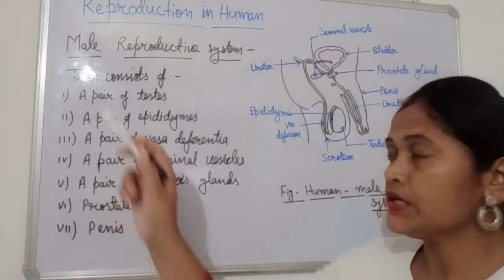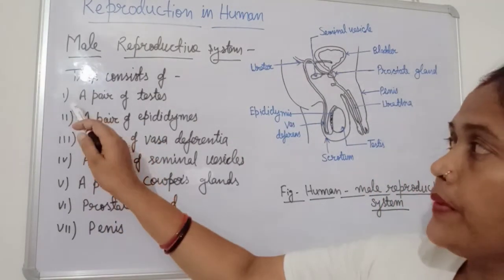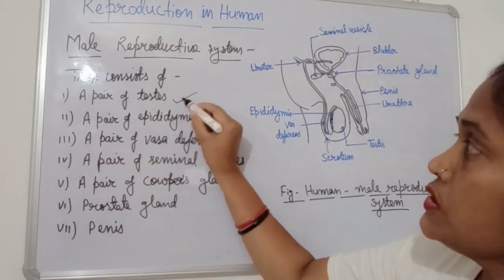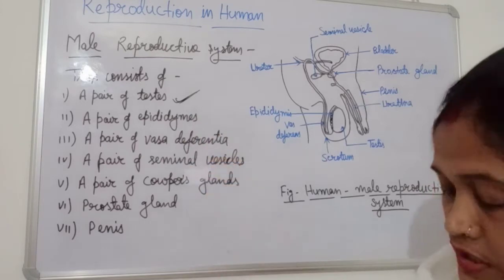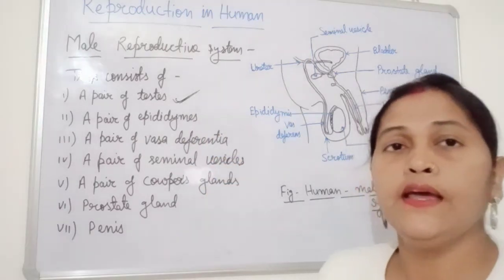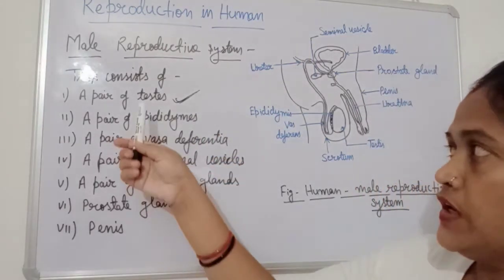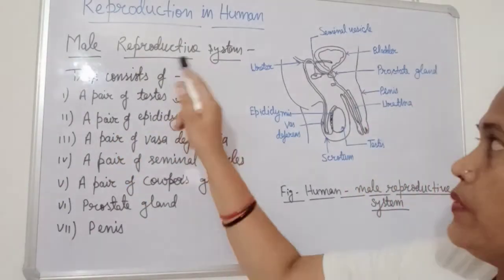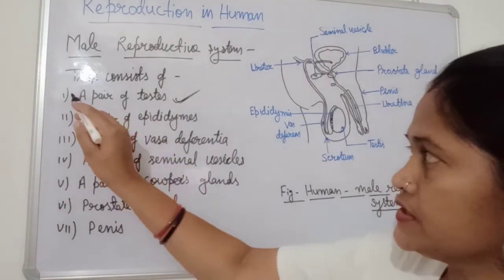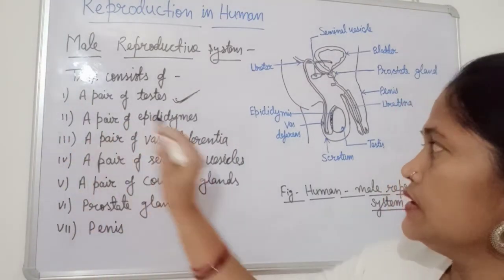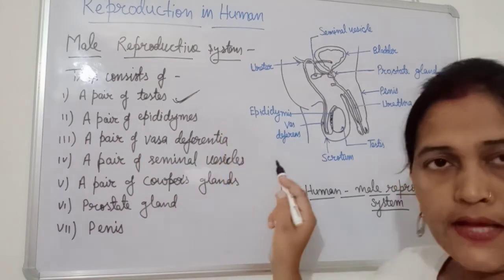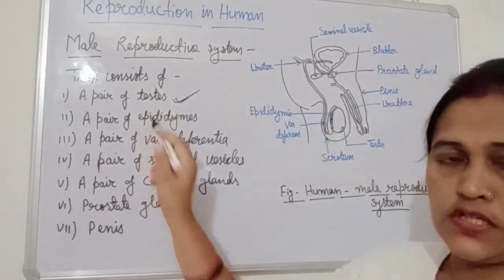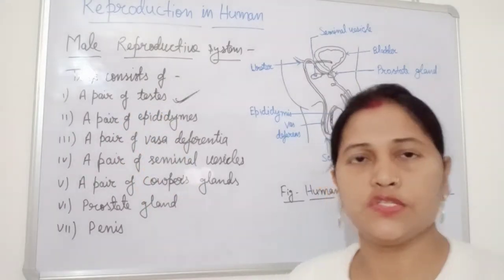So what are those important organs? First, a pair of testes. This is the main important male organ. Why? Because it produces sperm, the germ cells. That is very important. This is the necessary organ of the male reproductive system. Except this, the remaining others are accessory. That means they are the supporting organs for the testis to perform its function.